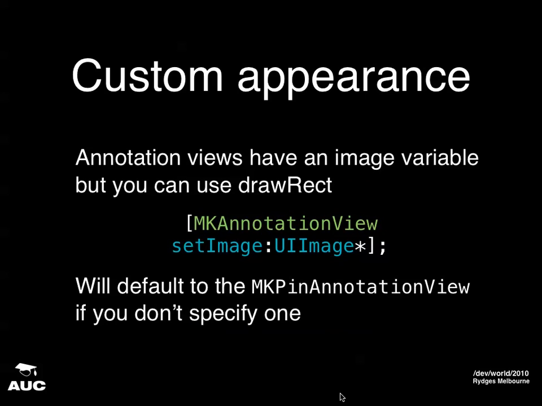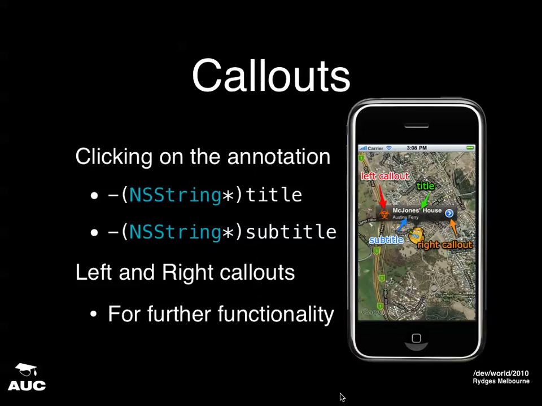But if you do really want a custom appearance, you have to create your own MKAnnotationView. It's not very hard. In fact, it's quite easy to just change the image because there's an image property inside MKAnnotationView. You just pass in a UIImage and it puts it there. Do scale your UIImage first so you're not having this gigantic annotation. And scale it in Photoshop first. Don't scale it in the iPhone. It's just going to drag the poor battery down. If you really want, you can use Core Graphics and override the drawRect method of the annotation view. I'm not sure why you'd want to do that. I'm not a huge fan of that, but if you really want to, feel free to. If you don't specify an annotation view, it will default to the pin annotation view.